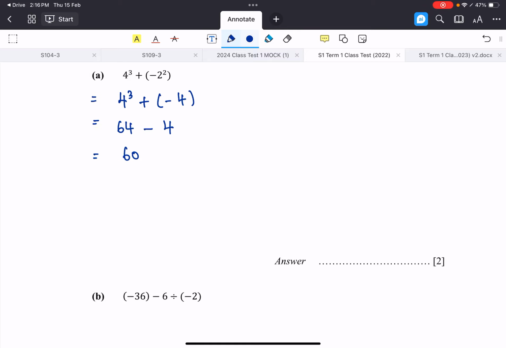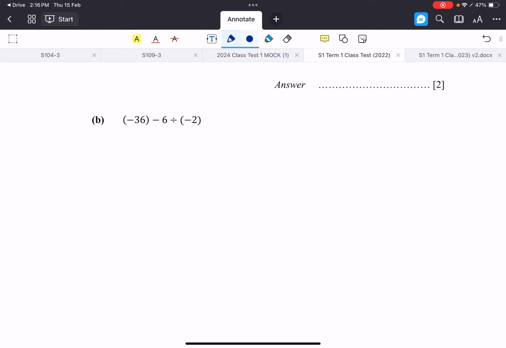There we go. Next, over here, we have negative 36, right? Minus 6. Now divide is actually the same as the multiplication of the reciprocal, so we can do this. Okay, so negative 36 here. Negative 6 times negative half is actually positive 3. So we have that. And that means the final result is negative 33.